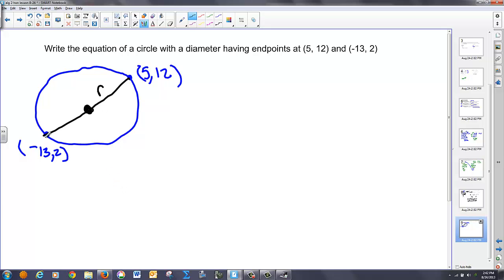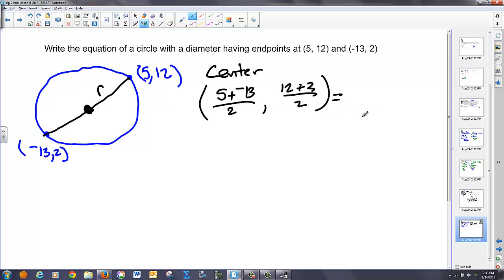In order to find the center, I know the center is midway between the two endpoints, so I can use a midpoint formula. The center can be found by taking the midpoint, or 5 plus negative 13 over 2, and 12 plus 2 over 2. So in this case, I've got negative 4, 7. That's my midpoint, which is also my center.